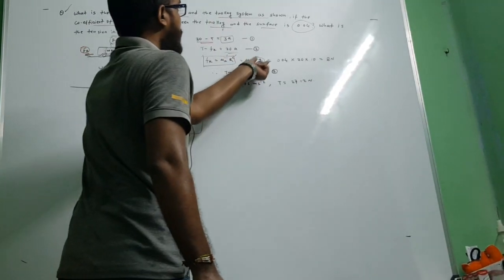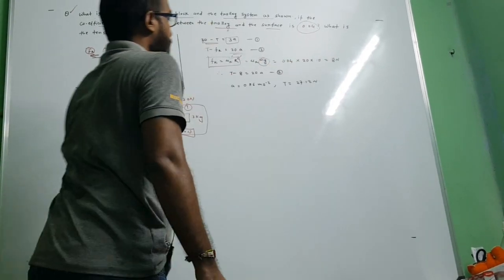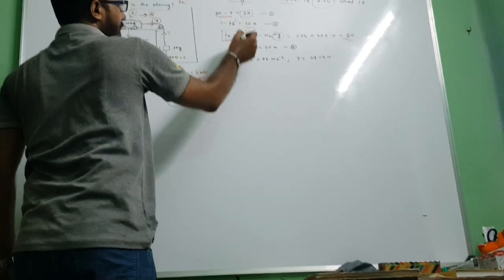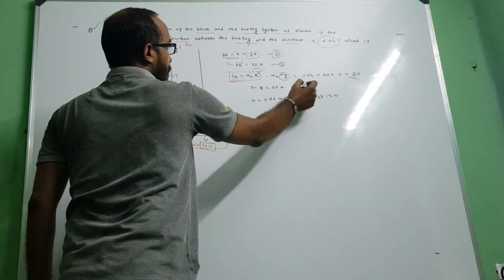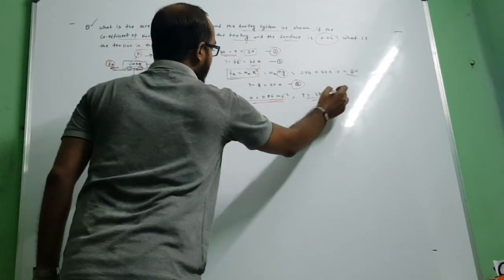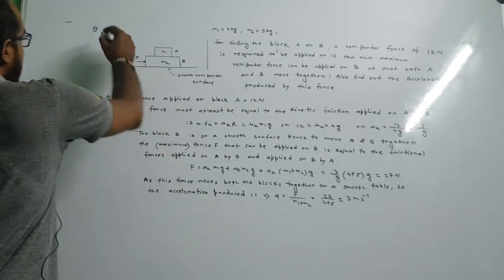We know the value of mu k, that is 0.04. We know the value of m, we know the value of g. Fk is found to be 8 Newton. Put the value of Fk here. Now solve equations 1 and 3, you will get acceleration as 0.96 meter per second square and tension as 27.12 Newton. Let us see another question.